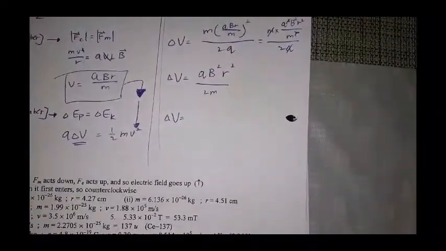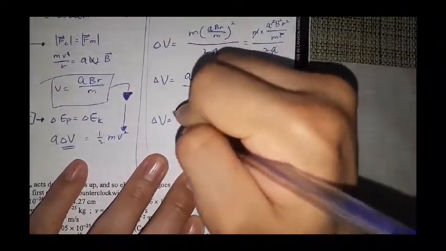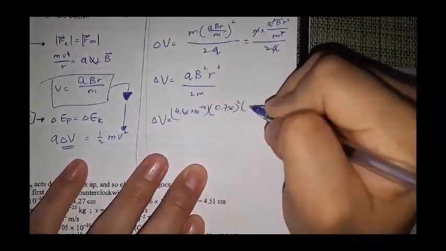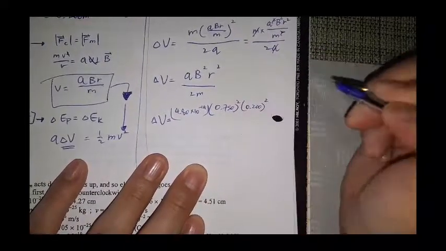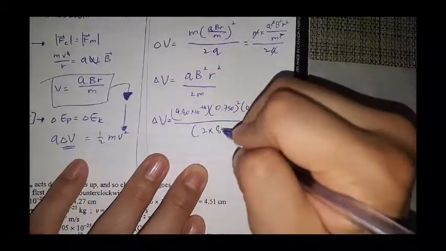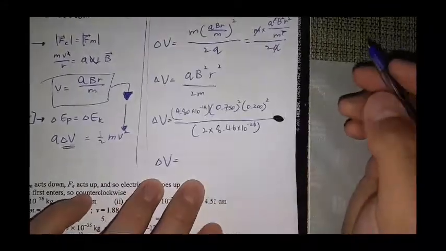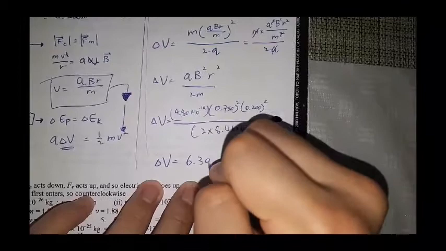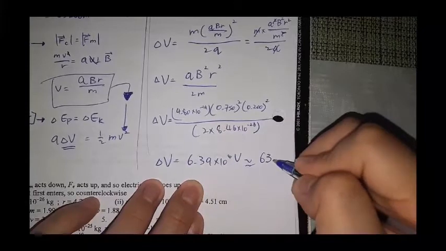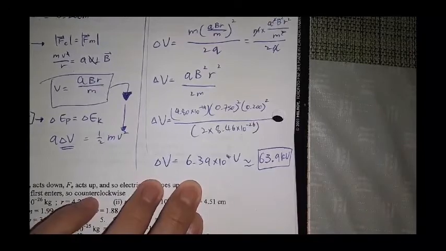Now I can punch everything in, making your life a little bit easier. Then delta V turned out to be 6.39 times 10 to the power 4 volts, or 63.9 kilovolts. That is today's lesson.